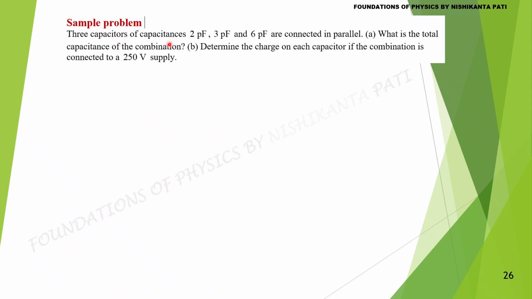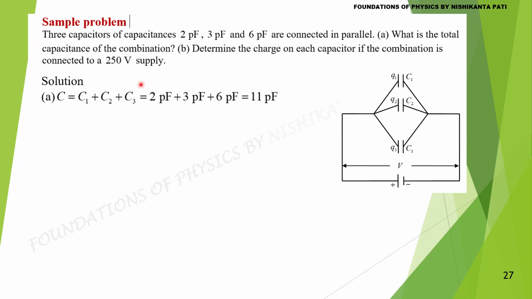Three capacitors of capacitances 2 picofarad, 3 picofarad, 6 picofarad connected in parallel. What is the total capacitance of the combination? Determine the charge on each capacitor. Supply voltage is 250 volt. The effective capacitance is 11 picofarad.